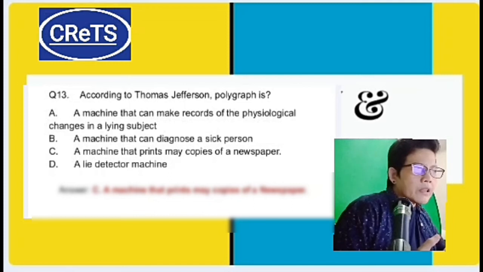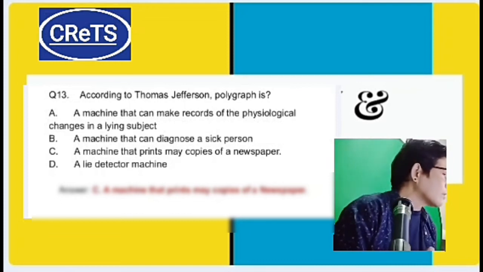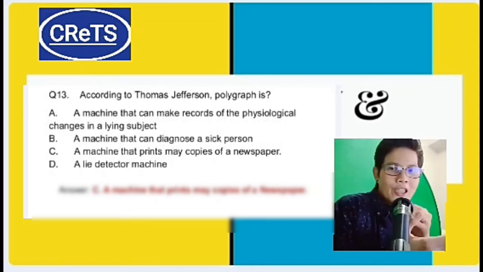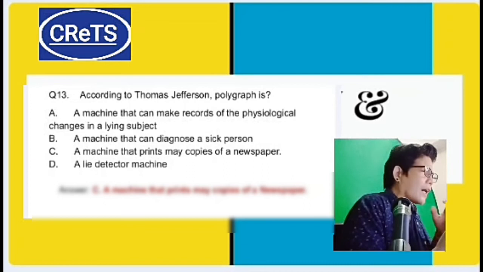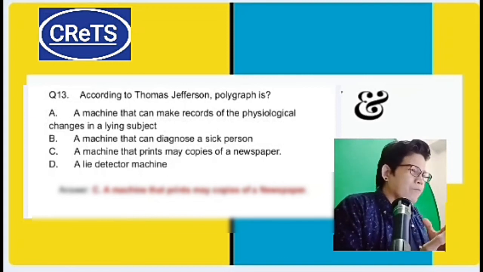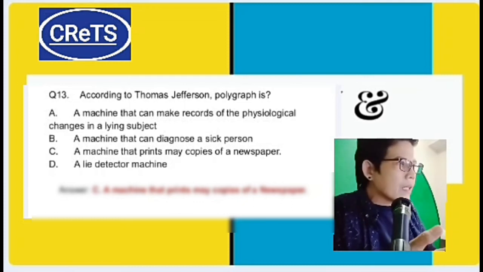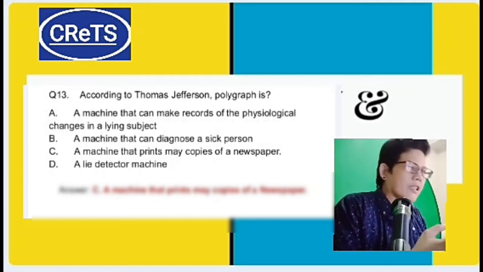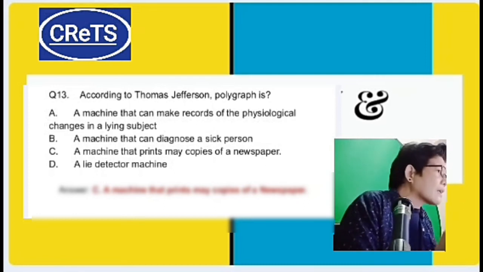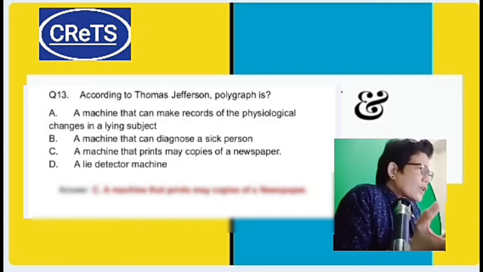Everybody knows that polygraph machine is a lie detector machine. Sabi nyo, sabi nila, sabi ng everybody, no? Kasi nag-re-rely kayo sa salitang lie detector. Pero hindi mo masyadong inaral nung ikaw ay nasa college days, ano-ano ba at saan-saan ba famous si Mr. Thomas Jefferson? Okay? Ano yung mga, paano sila naging sikat? Diba? A machine that can make records of physiological changes in a lying subject. A machine that can diagnose a sick person. Of course not. Hindi naman tayo nagde-detect ng may sakit dito. Hindi ito ultrasound. Okay? A lie detector machine. That's what polygraph is all about.